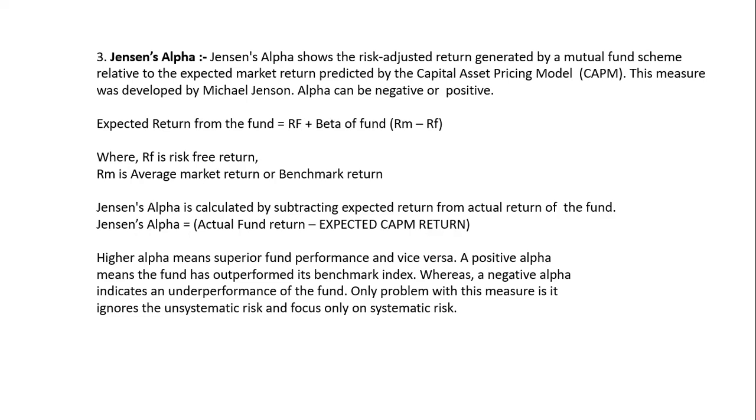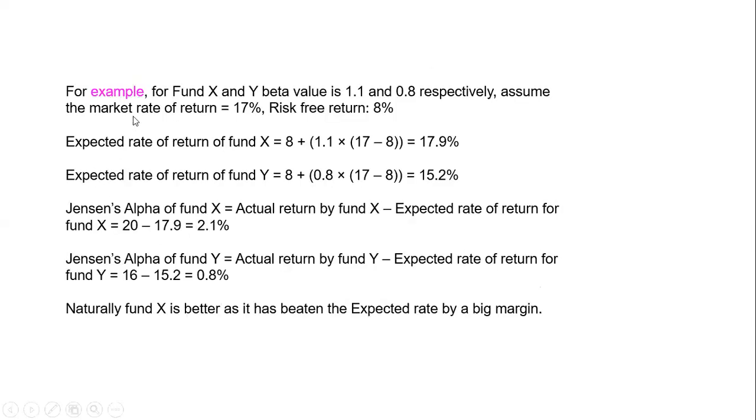So when you are comparing two mutual funds, you have to use this formula. It will be given in the question which kind of tool you have to use, whether it is Jensen, Sharpe or Treynor. For example, fund X and Y beta values are 1.1 and 0.8 respectively. Assume the market rate of return is 17% and the risk-free return is 8%.